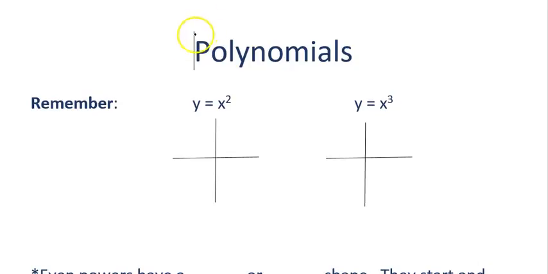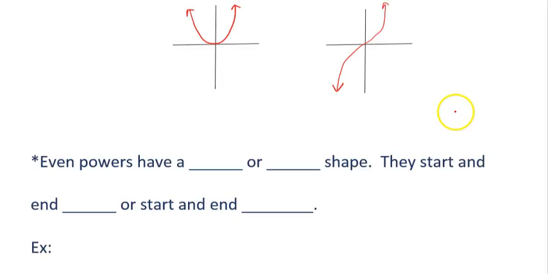This lesson is on polynomials, and the first thing I want you to do is remember what our toolbox functions y equals x squared and y equals x cubed look like. So x squared is a parabola, it's kind of a U shape, and then x cubed is the little curve shape that goes through 0, 0. And those are your basic shapes that we're going to be referencing in this lesson.